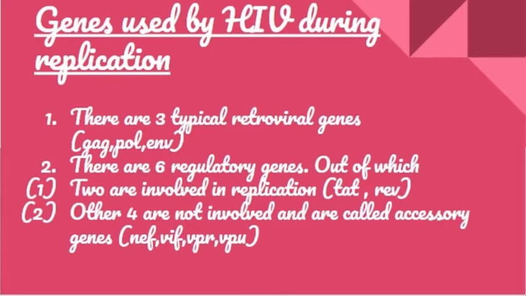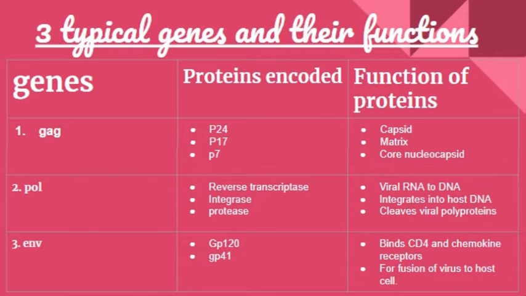Genes of HIV virus and the special genes which are used during replication. There are three typical retroviral genes, which are the GAG gene, POL gene, and ENV gene. There are 6 regulatory genes, out of which 2 are involved in replication, which are the TAT gene and REV gene. The other 4 are not involved and therefore are called accessory genes, which include the NEF gene, VIF gene, VPR gene, and VPU gene.